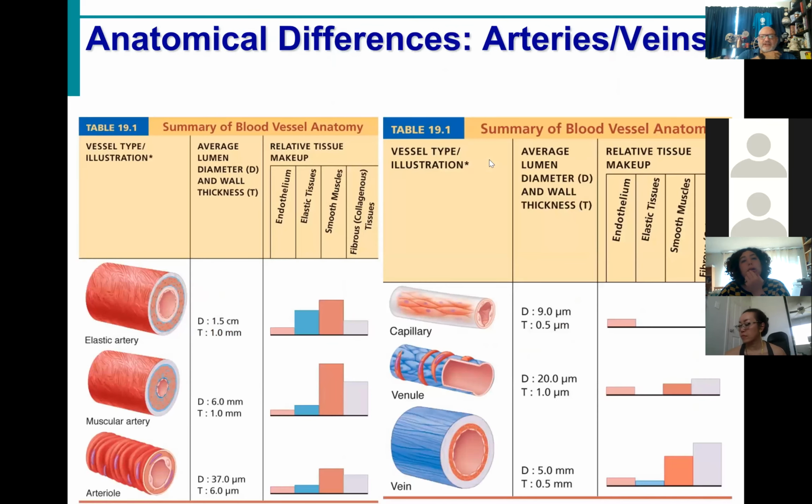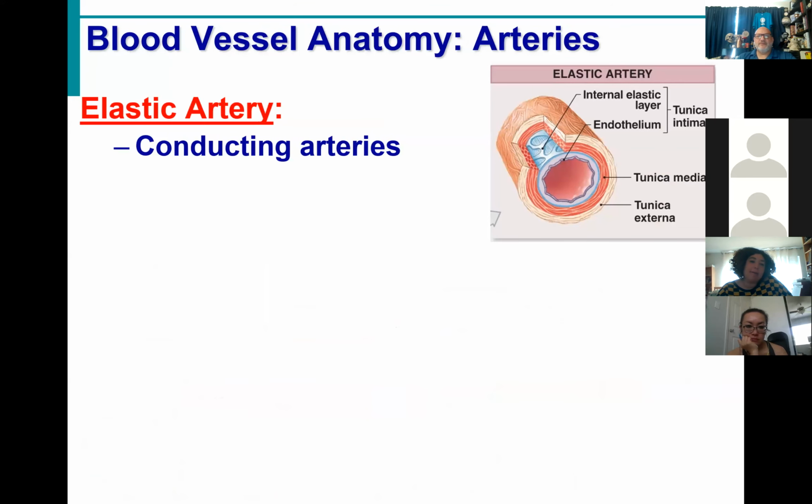Now, as we mentioned, there are some distinct differences between arteries, arterioles, veins, venules, and capillaries. Here we have the pretty picture from the textbook that shows some of the numbers, but even within arteries, there are two different types of arteries we want to be able to talk about. So while we've talked about general characteristics, let's get a little more specific. As I mentioned, there are two main types of arteries. The first is an elastic artery. Elastic arteries are also sometimes referred to as the conducting arteries.